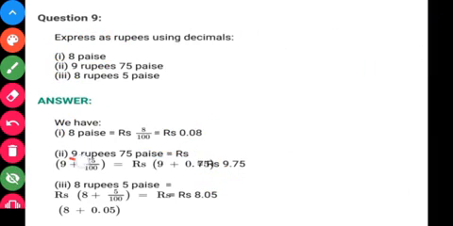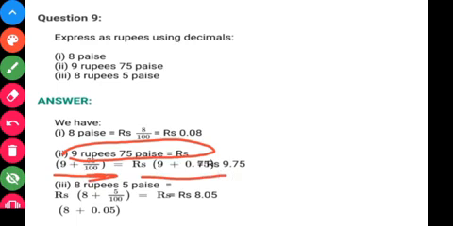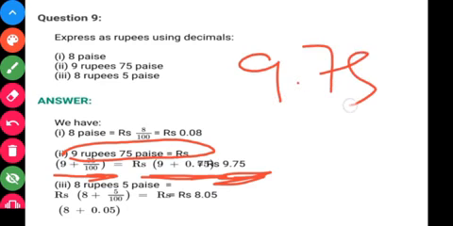Similarly, 9 rupees 75 paise here. So 9 plus 75 paise, so 75 upon 100. That will be 9 plus 0.75, which is equal to 9.75 rupees. Okay, so you can do the rest.